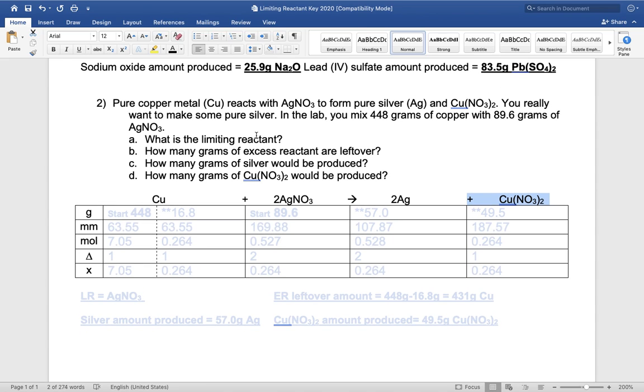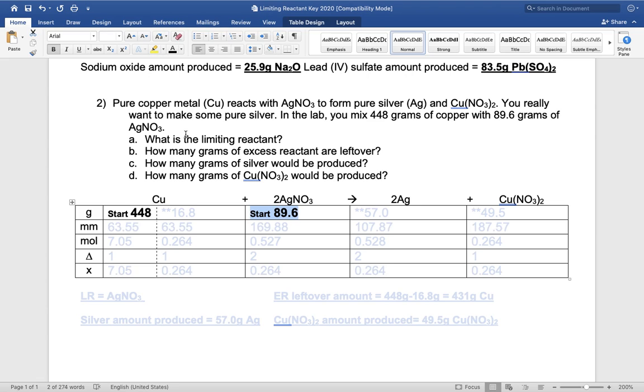And then a very similar type of problem. You want to make some pure silver. So in the lab, you mix 448 grams of copper. So I know that's one of my start points. I'm going to write that to the far left side of the boxes. And 89.6 grams of silver nitrate. So I got 2 start points.